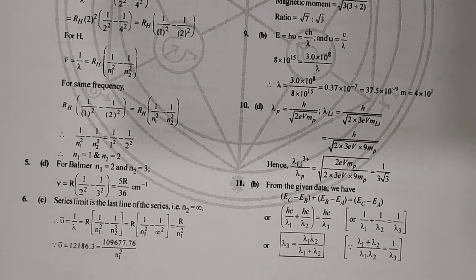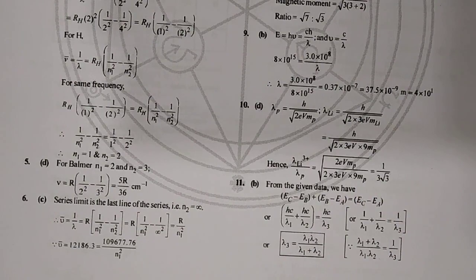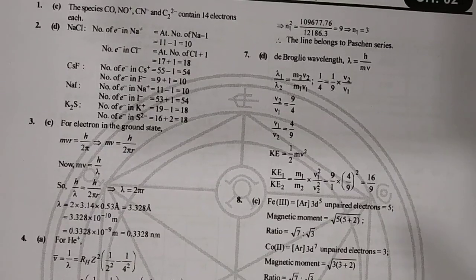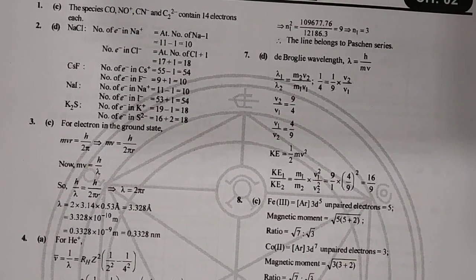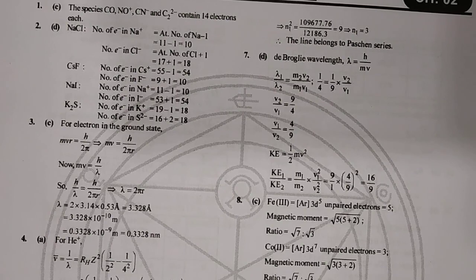Rydberg constant is 109677.76 divided by n1 square. Make a form of n1 square. जैसे ही n1 square को इक्वेशन का फॉर्म बनाओगे, you get approximately 9. अंडर रूट निकाल लीजिए, you get 3. So the line belongs from the Paschen series. So that's why C, Calcutta is your right answer.